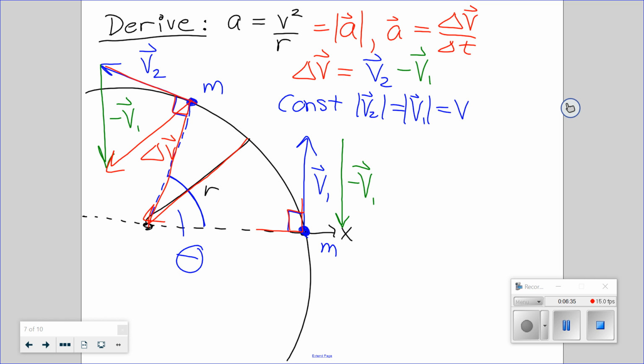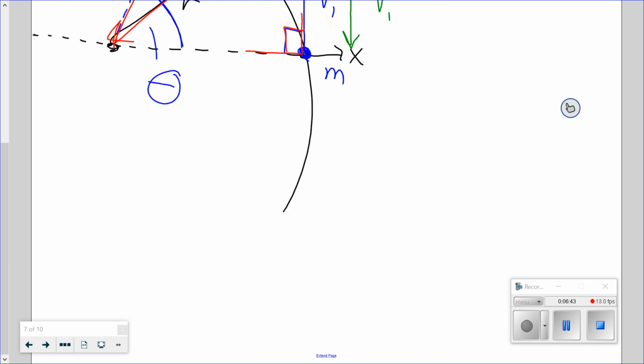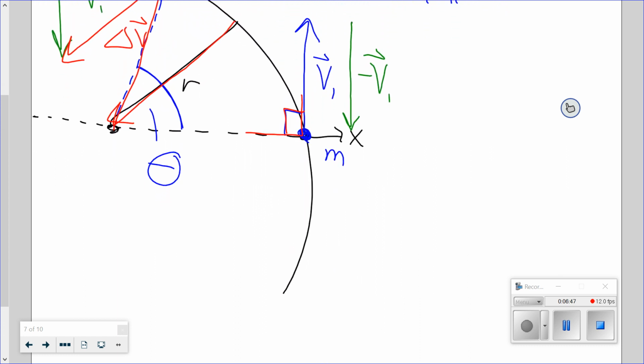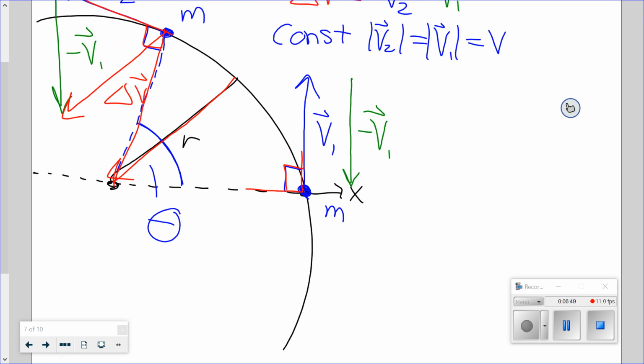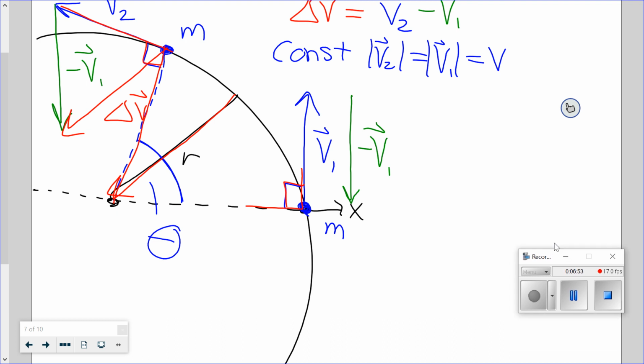Okay. I'm going to have to zoom in, scroll up. Okay, and we got a bunch more room. Well, we've got to look really carefully at this triangle.